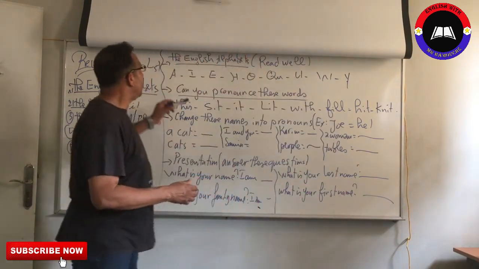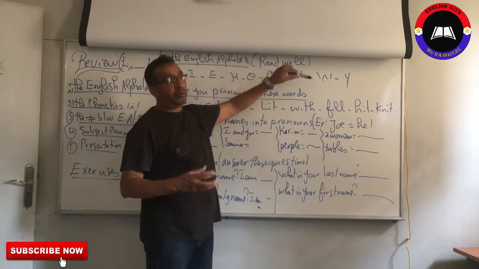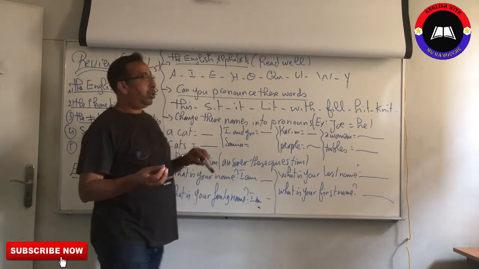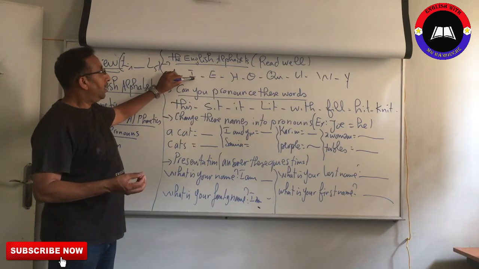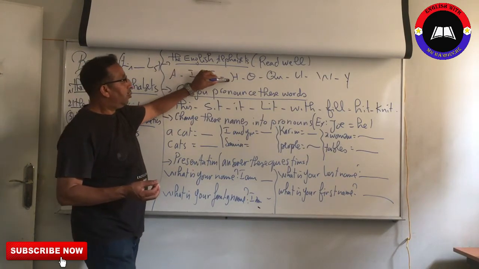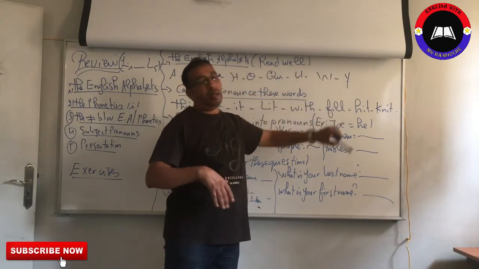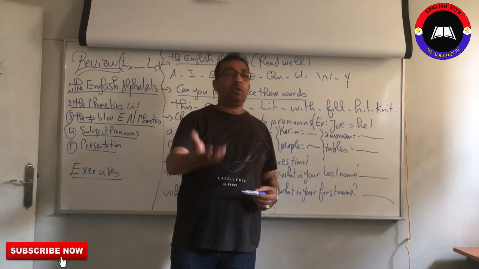So the first exercise concerning the English alphabet. Read well. Ça veut dire اقرأ جيدا. Okay, هذه الحروف. So this one, this one, this one, and this one. And of course, when we finish the exercise, I will give you the right answer.